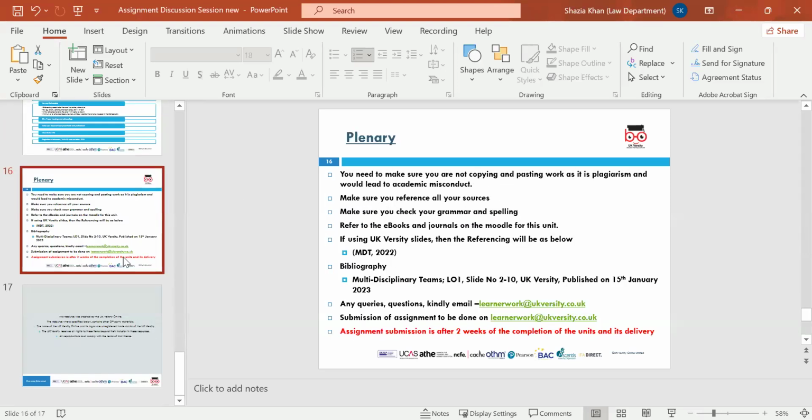No more, thank you. If you have any queries or questions, email learnerwork@ukvarsity.co.uk. Submission of your assignment is to be done at learnerwork@ukvarsity.co.uk. Stick to your AI, make sure it's below the threshold. You have 2 weeks to complete the unit after today's session and all the learning outcomes 1 and 2, and today's session will be recorded on Moodle for you. If you need to, you can listen back to it.